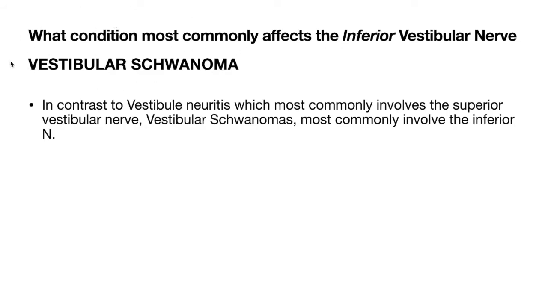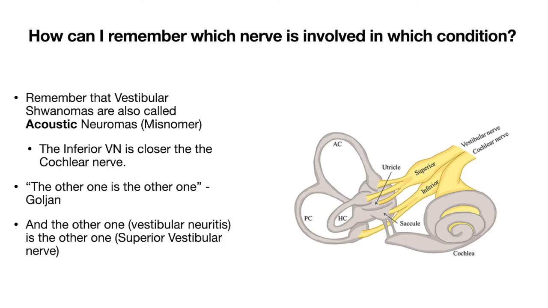So the answer to that is vestibular schwannoma. This is in contrast to vestibular neuritis. Two different conditions, two different nerves that it most commonly affects. How can I remember which nerve is involved in which condition? So remember that vestibular schwannomas are also called acoustic neuromas, which is a misnomer. The inferior vestibular nerve is close to the cochlear nerve. The cochlea is responsible for auditory signals, and again, the misnomer is acoustic neuromas. So you can remember that the inferior vestibular nerve is most affected by vestibular schwannomas. And the other one is the other one, superior.